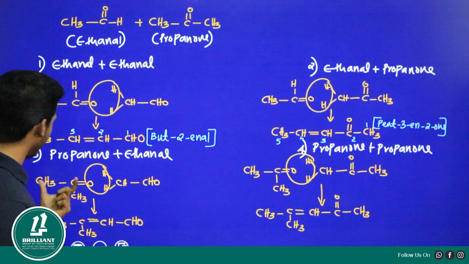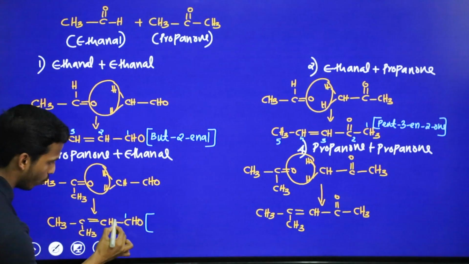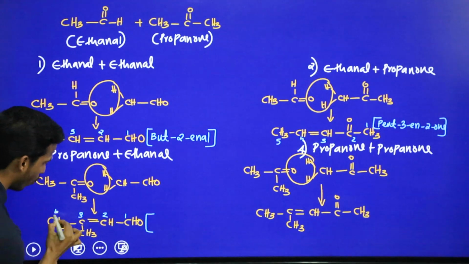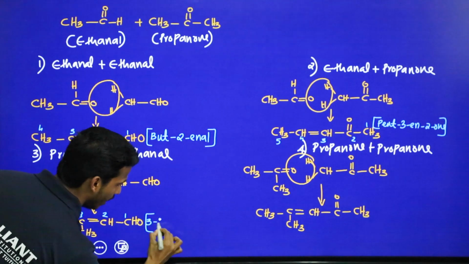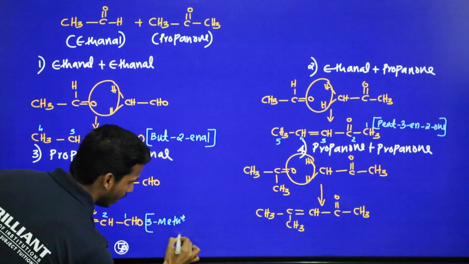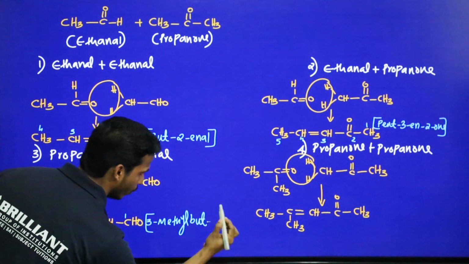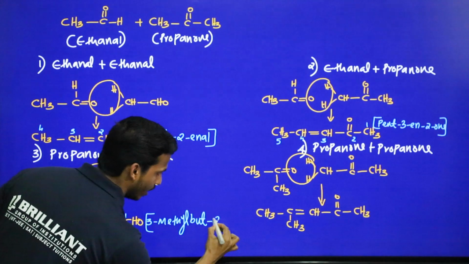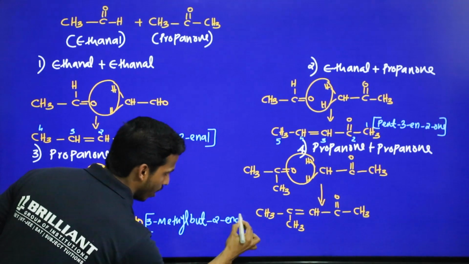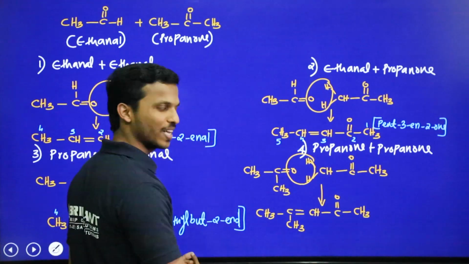And what about the third compound? You know, the main functional group is aldehyde. Therefore, 1, 2, 3, 4. And third position there is a methyl. Therefore, 3-methyl. Total 4 carbon. Therefore, but. Second position there is an alkene. First position there is an aldehyde. Therefore, 3-methylbut-2-enal. Okay. What about the last product?